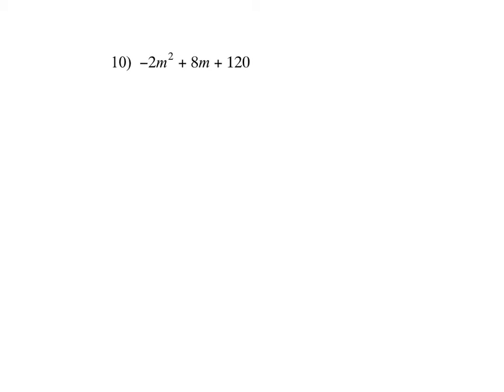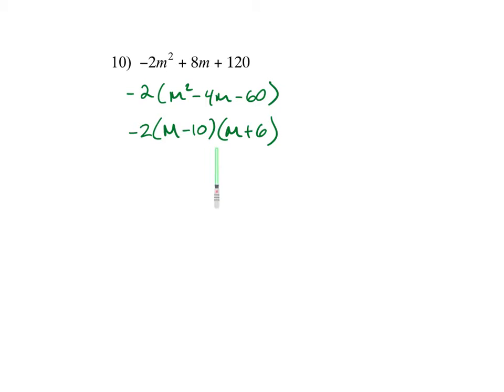The last one. Again, start by factoring out. So negative 2, n squared minus 4n minus 60. Negative 2, and minus 10 and plus 6. Again, it's minus 10 and plus 6 because when you multiply them, it's going to give you negative 60. And when you add them, it has to give you negative 4.